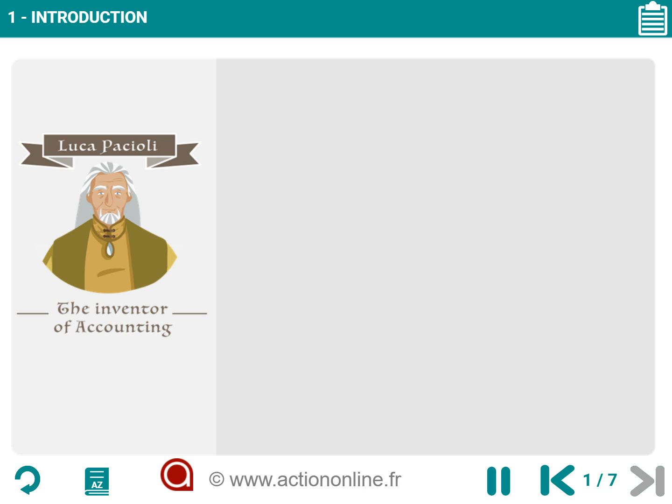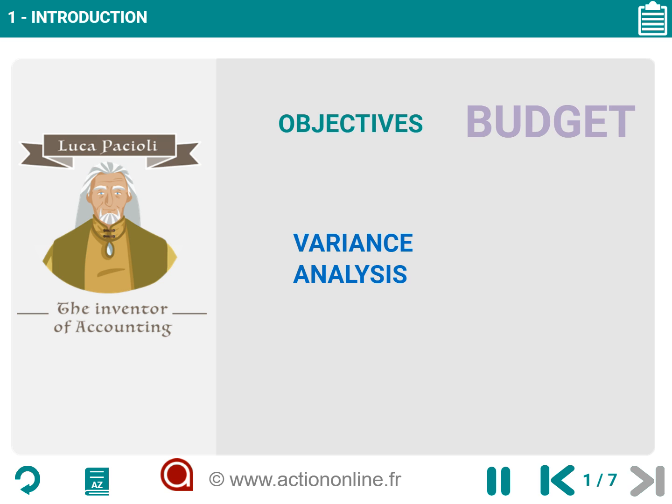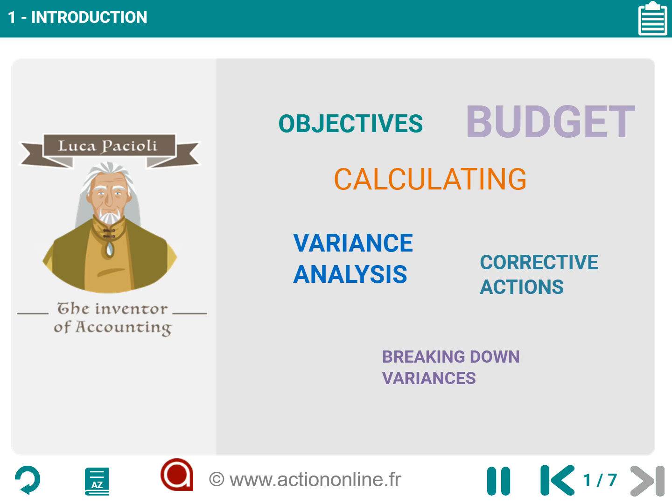Companies use budgetary control to verify whether their results are in line with the objectives defined in the budget. Variance analysis involves identifying the reasons for potential deviations from budget and the corrective actions needed to resolve these deviations. This module presents a simple approach for calculating and breaking down variances that any manager can easily implement to better manage his or her business unit.